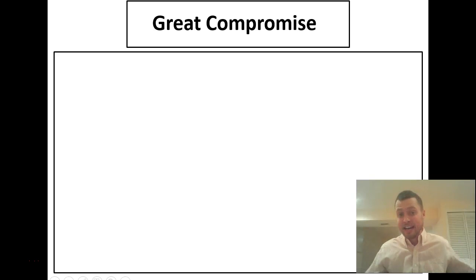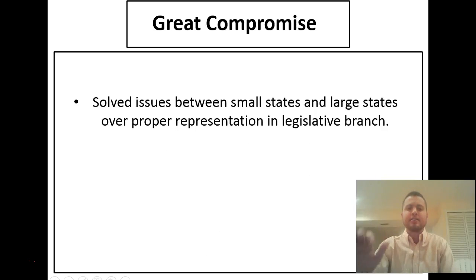So we've got to fight. We need a compromise. We don't need just any compromise. We need a great compromise. Here it is. Please write this: solved issues between small states and large states over proper representation in the legislative branch. That's so important. Because we're not talking about the executive branch. Nobody really has a huge issue with the executive branch.